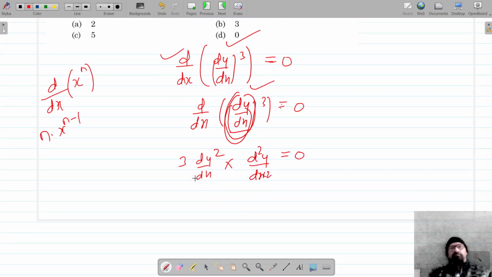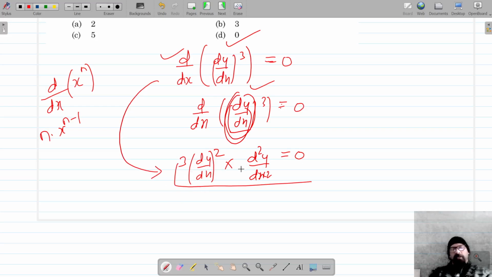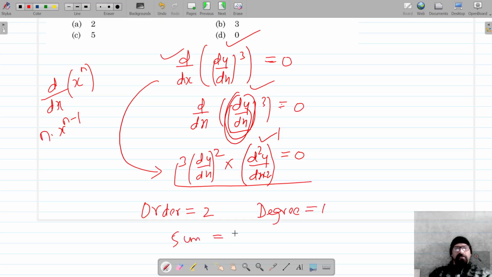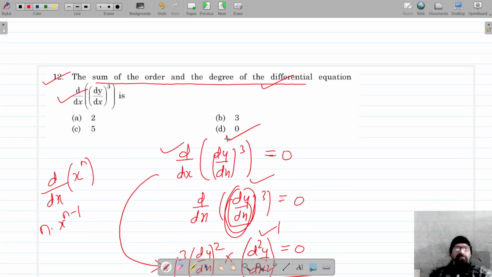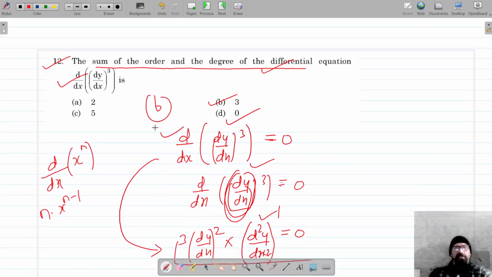Now, this is the differential equation. We have evaluated it to this form, and here the order of this differential equation, the maximum number of times it's been differentiated, is 2, so order is 2. The power of the highest order derivative is 1, so degree is 1. The sum of the order and degree is 2 plus 1, which is equal to 3. B is the correct answer for this one.